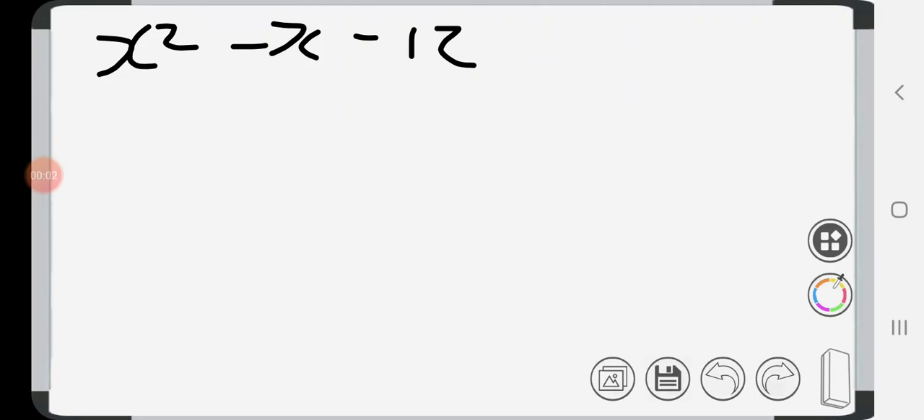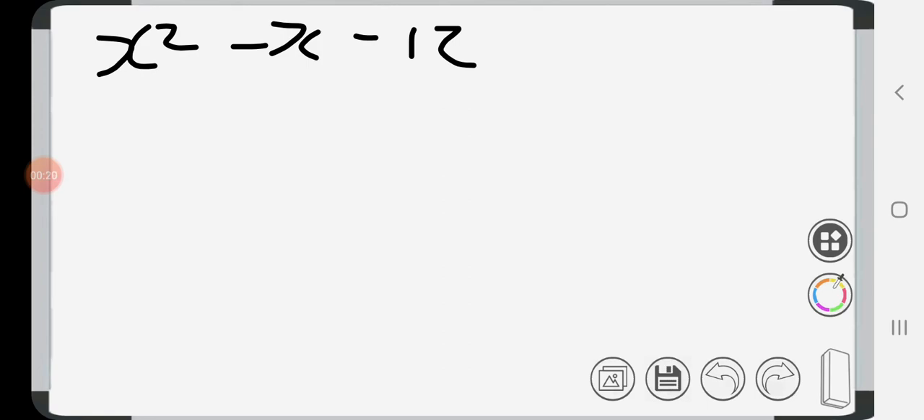In this lesson, we're going to do the basics of factorization. We have an expression here that says x squared minus x minus 12, and we need to factorize it. Sorry, my handwriting is bad. So for us to factorize this, we firstly need to assess the expression.